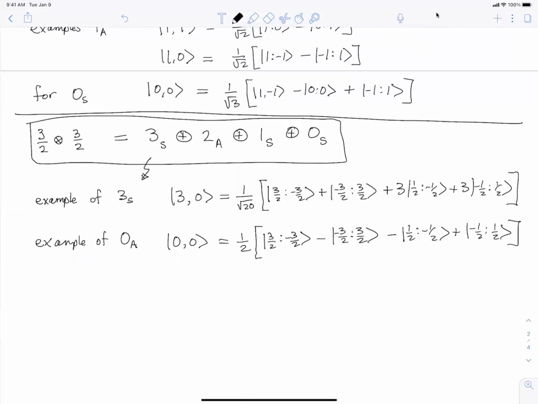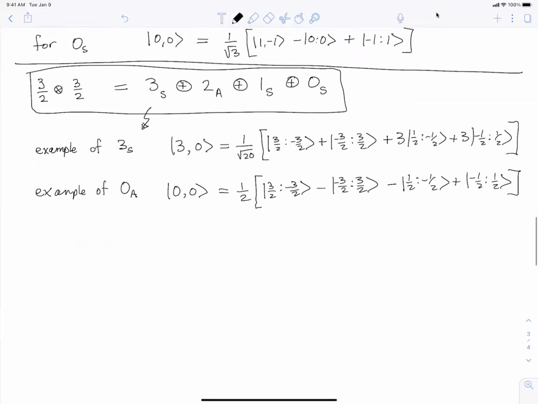So again, this is very useful, not just for checking that you've done the Clebsch-Gordon coefficients correctly, but also it turns out if you have identical particles, which we'll talk about in just a few minutes. Okay, any questions on this so far?